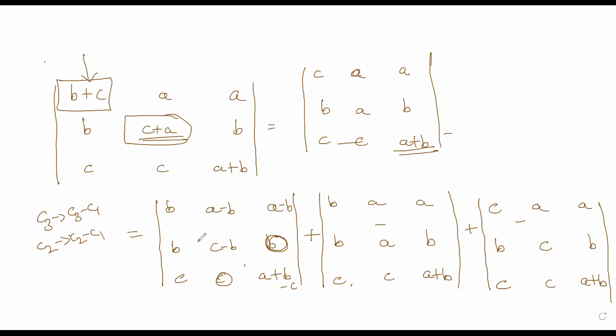Now there is another way you can get a 0. One more 0 you can get. I will tell you how. You do R1 is equal to R1 minus R2. When I do that, B minus B, this part is 0. So here I will get A minus C. If you try it, you will get A minus C. And then A minus B remains as it is.